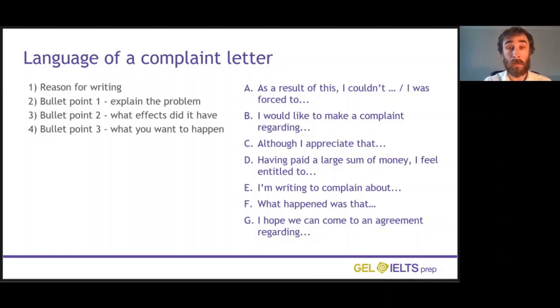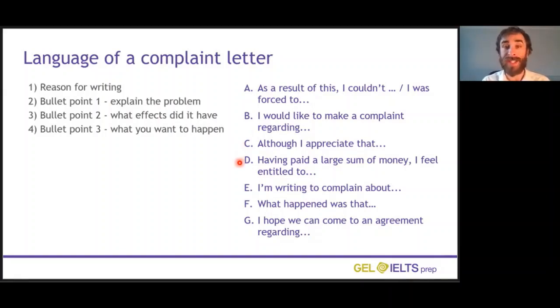So in our final fourth paragraph, we could use C. C is a concession. It's showing that you understand things may have been difficult for the person that you're complaining to. It makes your letter seem a little bit less angry and a little bit more understanding. For example, although I appreciate that this weather is unusual for this time of year, I still think that the air conditioning could have been better.